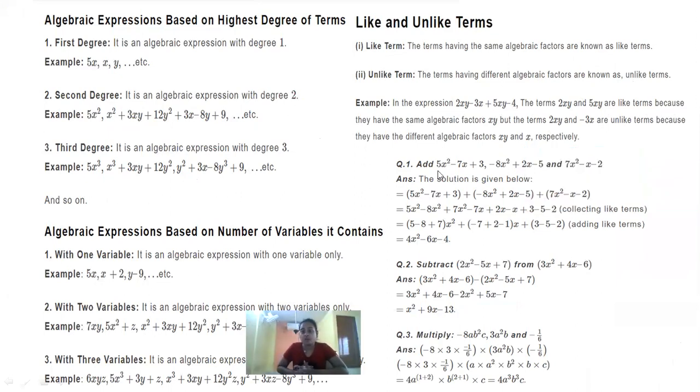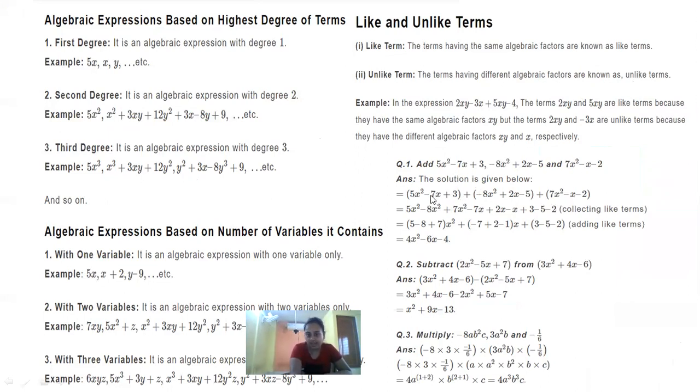in the first question, you are asked to add 5x squared minus 7x plus 3. You can say this is a polynomial, and the highest degree of x is 2. This is a second degree polynomial, right? And it contains 3 terms. Next it is minus 8x squared plus 2x minus 5, and the third one is 7x squared minus x minus 2. You can see in the 3 expressions, x has the highest degree 2. So they are all second degree trinomials basically, because they contain 3 terms, and it is a single variable polynomial, as we were only given x terms here.